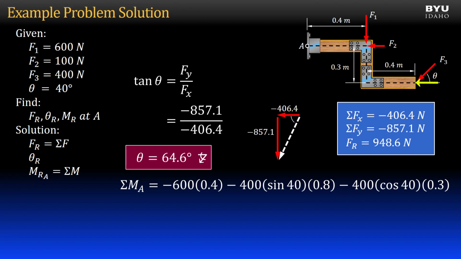Now the horizontal component, which is 400 cosine 40, also causing negative direction rotation. Since it is a horizontal force, its moment arm is in the vertical direction. The offset from point A is 0.3 meters.